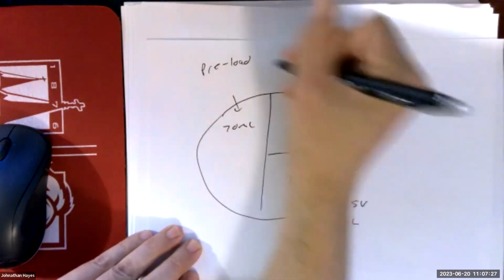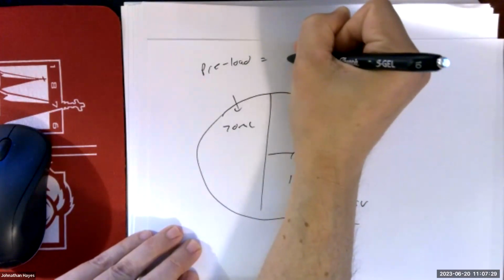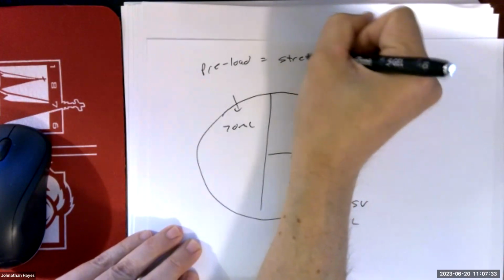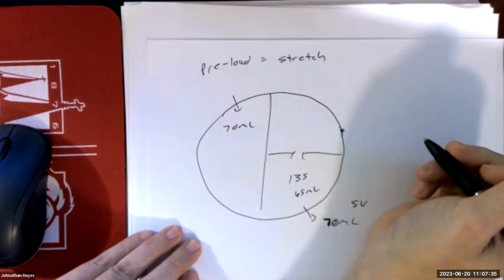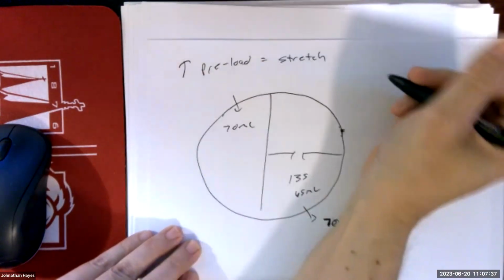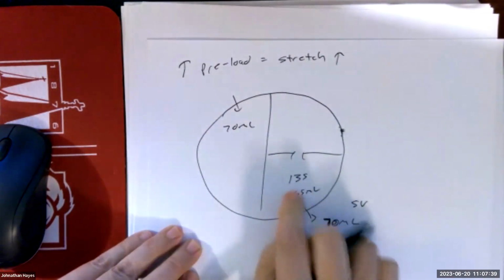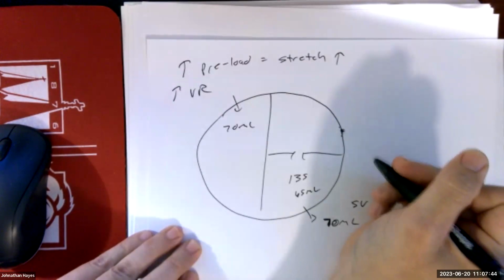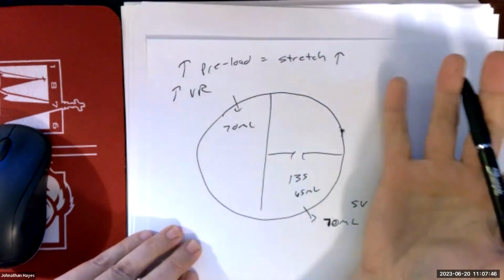So preloading is the amount of distension. It's the amount of stretch that the left ventricle is having to go through. And if I want to increase the preload, increasing the stretch of the ventricles, usually I'm going to increase my venous return, right? And we can do that through sympathetic innervation, perhaps.